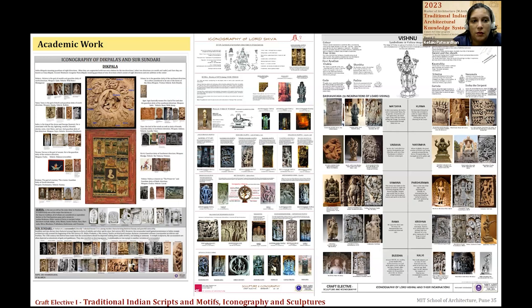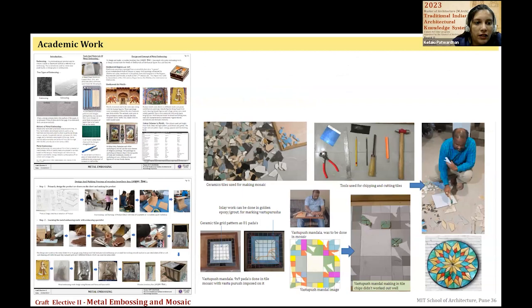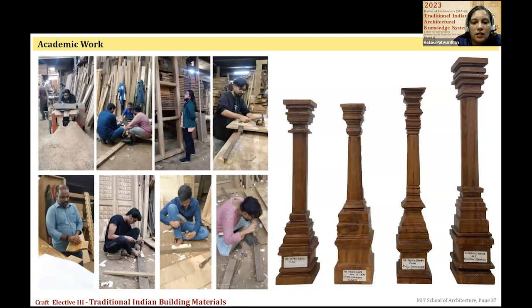subcontinent. In craft elective, as I mentioned earlier, it is mostly hands-on. So we've done metal embossing, mosaic work, we've done timber, so much so that this year we went to a timber market in a workshop, and two, three days, all of us were there. Students were exploring all kinds of hands-on activity. And these are the column orders that I mentioned that we created out of timber at the workshop.